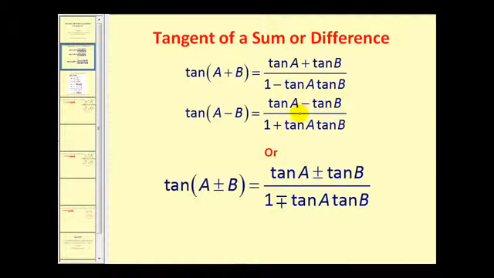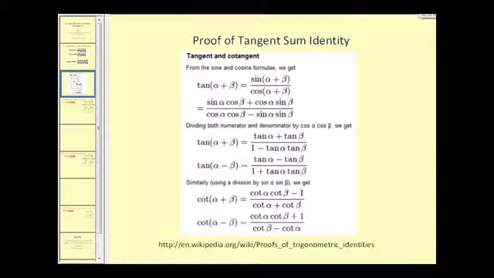And we can combine these two identities into one by using a plus or minus sign for the two angles, a plus or minus sign for the sum in the numerator, and a minus plus sign in the denominator. So if we use a plus sign here, we use a plus sign in the numerator and a minus sign in the denominator. And if we use a minus sign here or a difference, we'll have a difference in the numerator and a sum in the denominator. I did include the proof of the tangent sum identity.